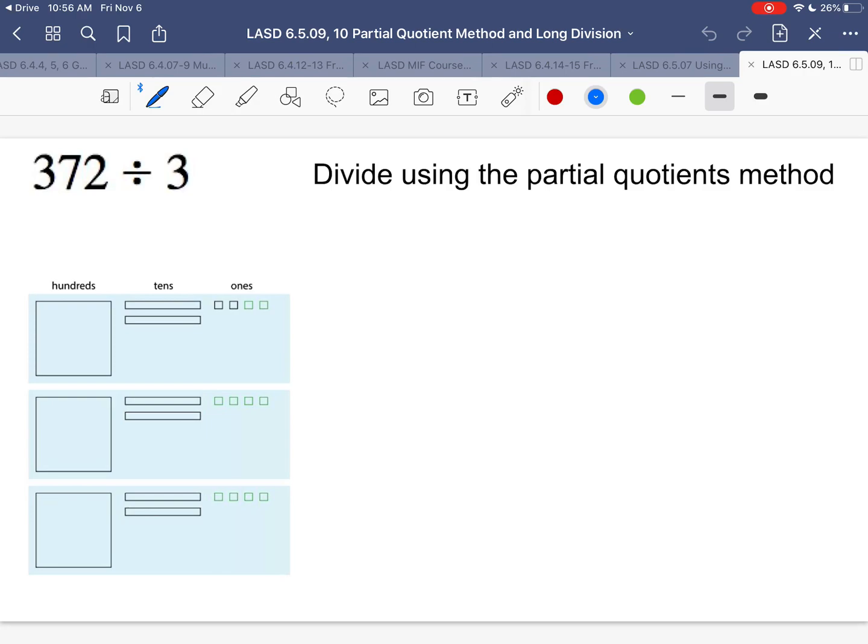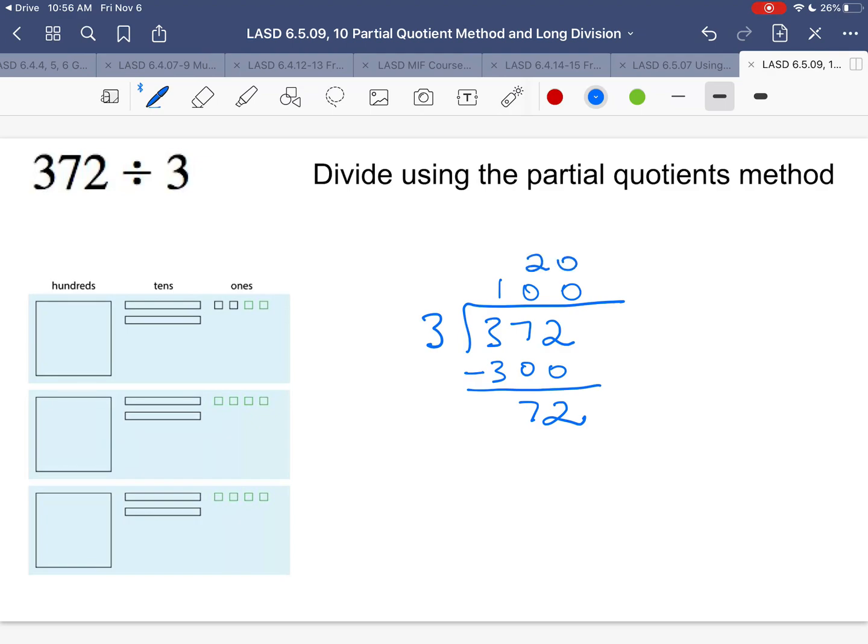So I have 3 into 372. So 3 times 100 is 300, so I'll have 100. So subtract off 300 and I get 72. And 3 times 20 I think would work next. And I would subtract 3 times 20, which is 60, from 72, and I'm left with 12. And I know that 3 times 4 is 12, so that works out really well there.